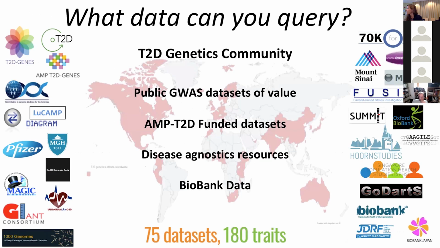And what are the big data? We mentioned this last time in detail, but you have 180 traits to query at your fingertips, over 75 data sets, and they represent the diabetes genetics community, public GWAS data sets of value not just for diabetes, but for cardiometabolic traits, even psychiatric traits, and AMP-funded data sets. The AMP T2D partnership funds the knowledge portal and also funds the generation of more data for type 2 diabetes and its complications, that you have at your fingertips. You also have disease agnostic resources, and moreover, biobanks are coming into the portal in the coming years, specifically UK Biobank.